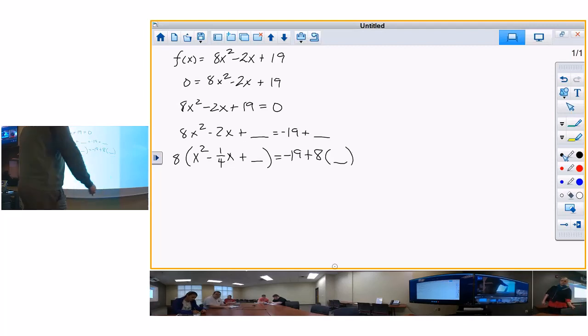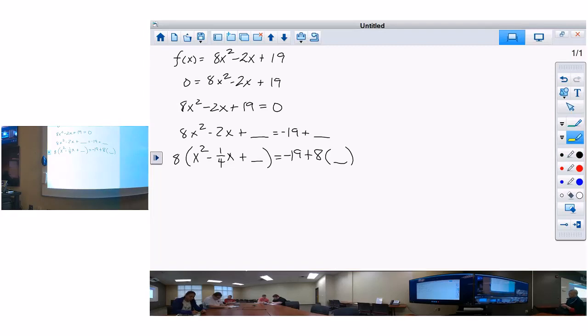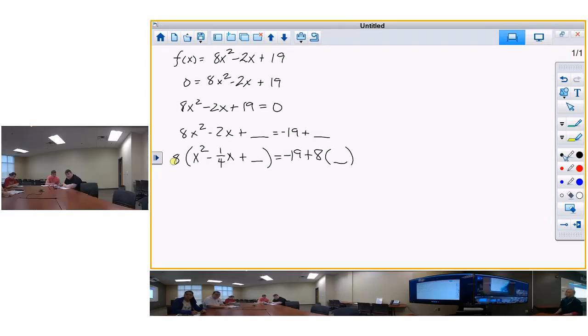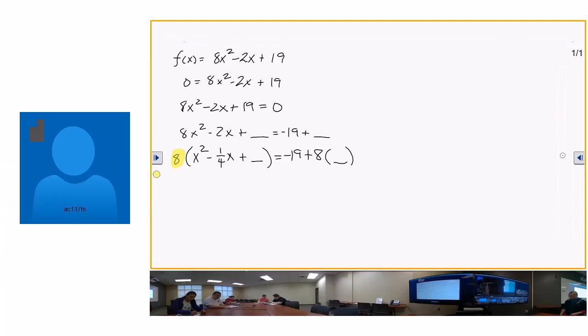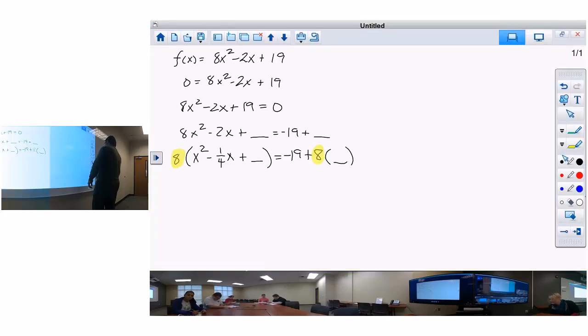What's the rule about factoring out a number on completing the square? You have to multiply it on the opposite side. There you go. You're the one that listened. I knew it was one person.